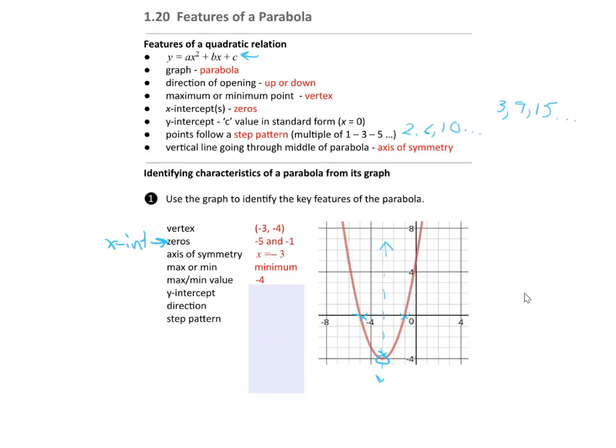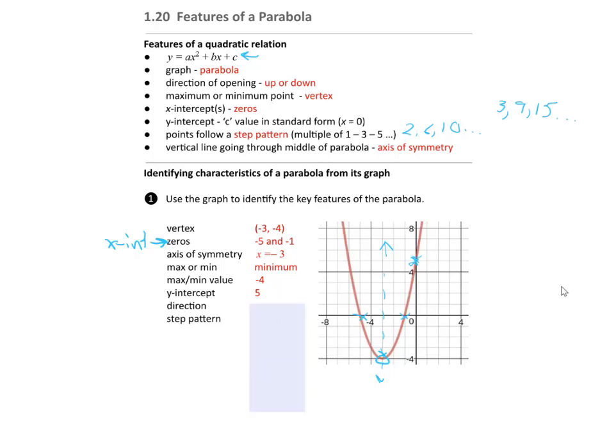Where's the y-intercept? Our x-intercept was along the x-axis. This means it's going to be along our y-axis, which is up here. It looks like it's 5. And it is 5. There we go.